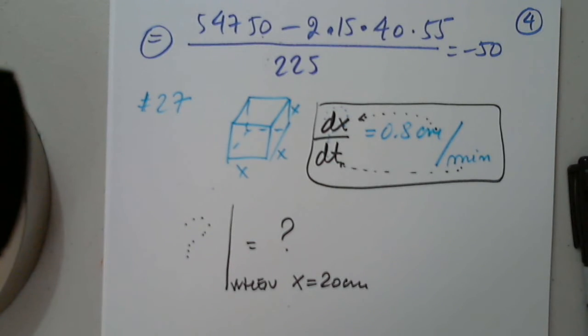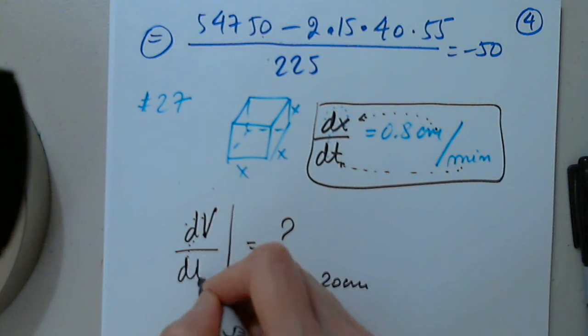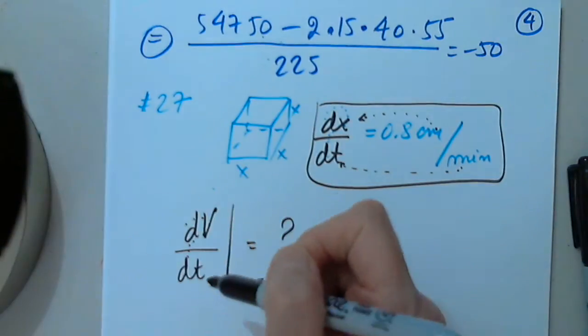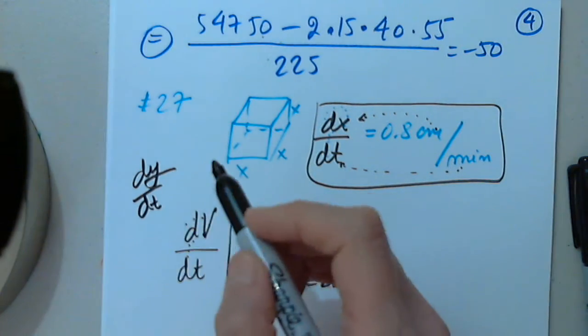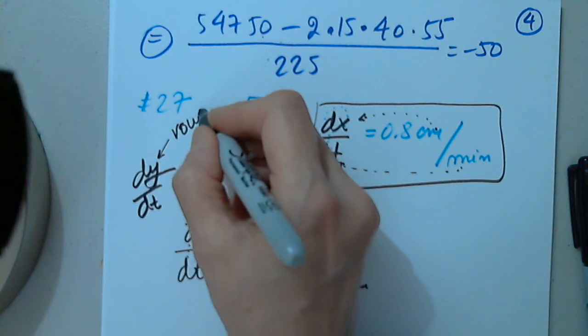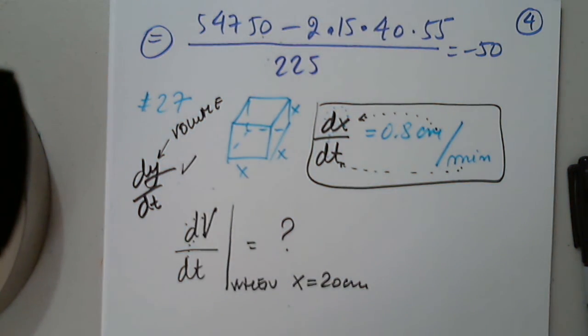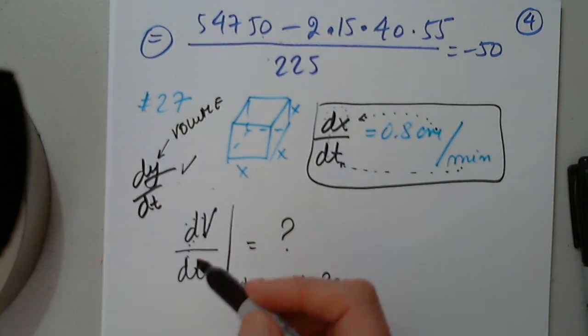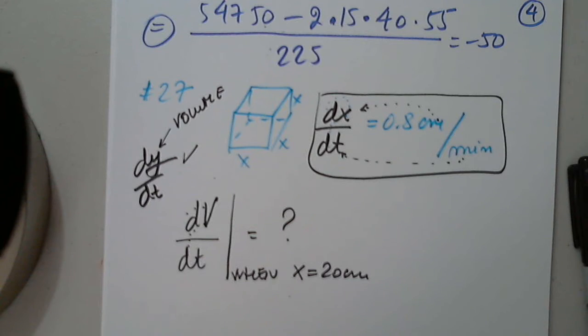Is that dy over dt? If you mean dv over dt because it's the volume, yes, exactly. Since we have volume, dy over dt is fine, perfect, but we have to specify that y represents volume. If we write dv over dt, we understand from the very beginning.